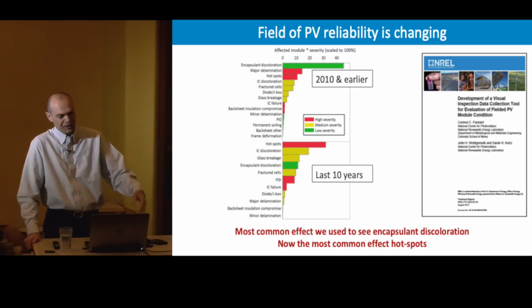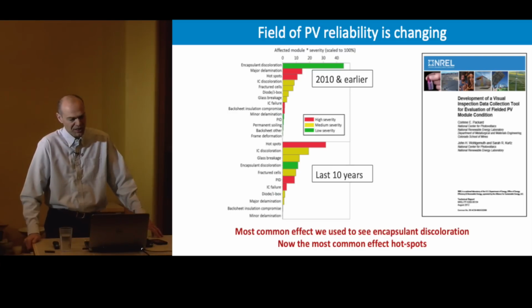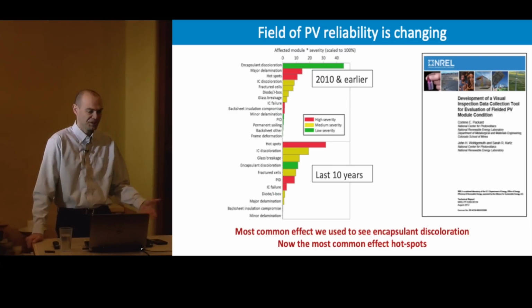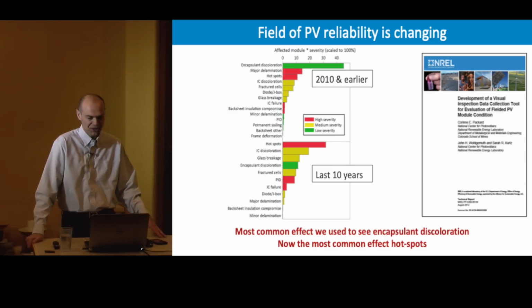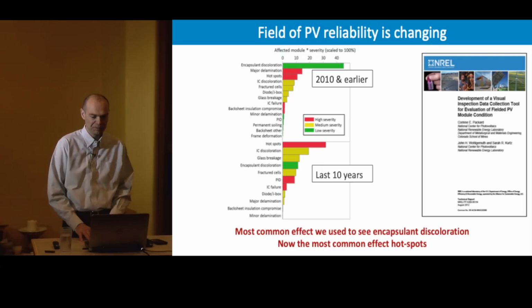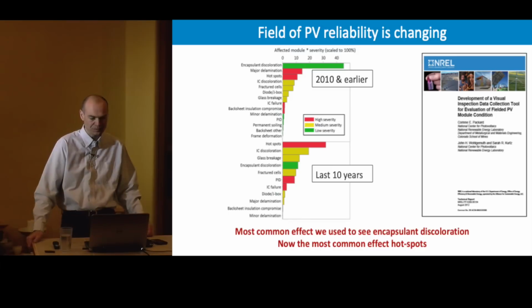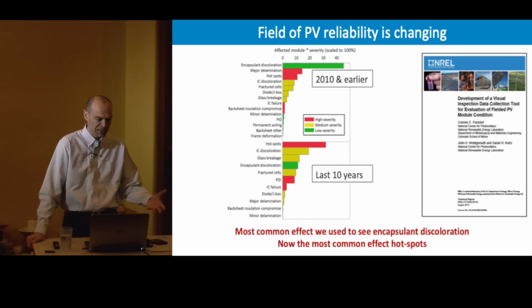So in this slide, we want to look at what we see most, and you can see that reliability is changing. So 2010 and earlier, the most important thing that you saw was encapsulant discoloration. Then in the last 10 years, the trend that we're seeing more and more is hotspots, internal circuitry discoloration, glass breakage, and only then comes encapsulant discoloration.